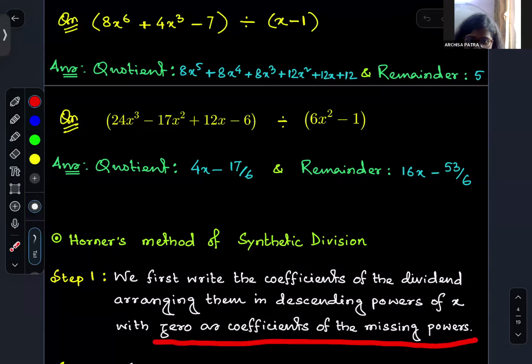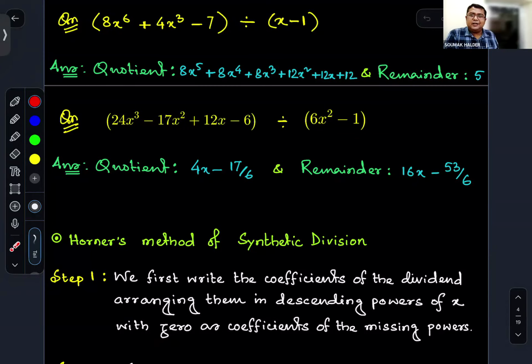Yes, sir. Understood this one, but there will be first 8, then for 7, then 6. How many degrees are missing? 7, 6, and 5. 7, 6 and 5 degrees are missing. What was the degree of the dividend, Orchisha? I think you are confusing between coefficient and degree or power. What was the degree of the polynomial, Orchisha?